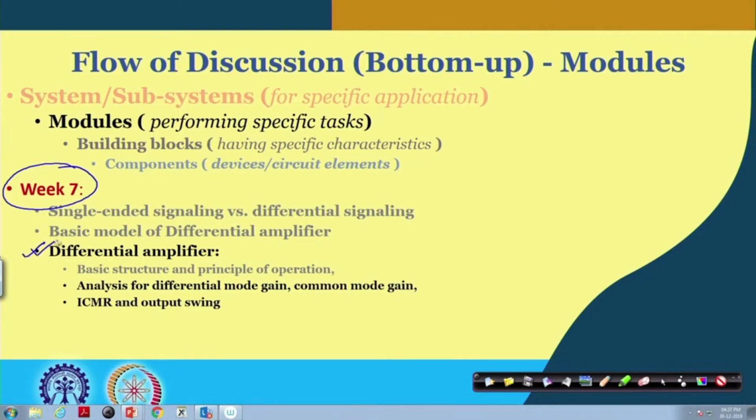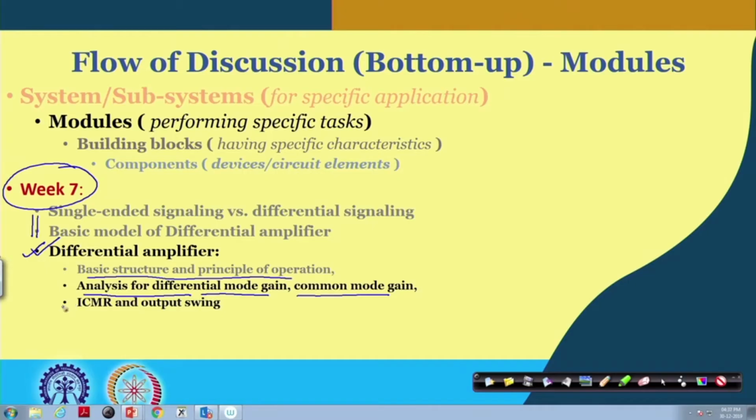In our previous lecture we talked about the basic structure and working principle of the differential amplifier. Prior to that we discussed single ended signaling versus differential signaling. They are part of the differential amplifier background, and today we are going to discuss more on the analysis of the differential amplifier, specifically for two modes of operation, differential mode and common mode operation, and their corresponding gain.